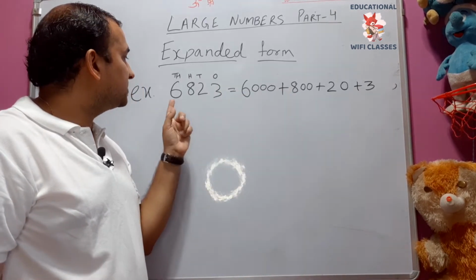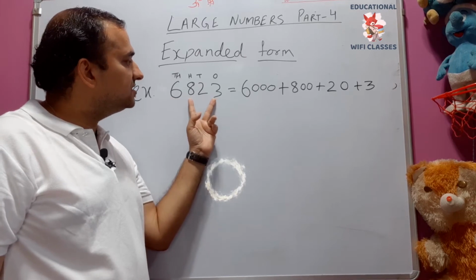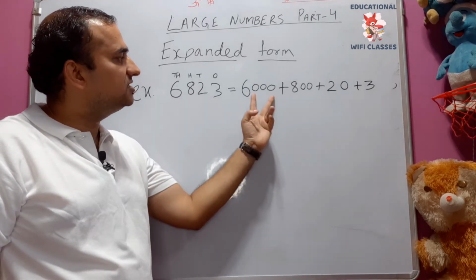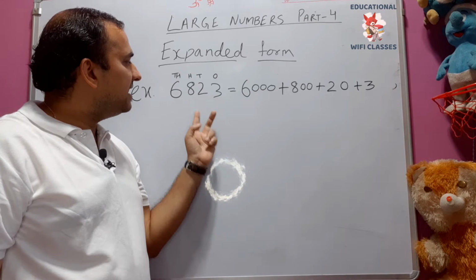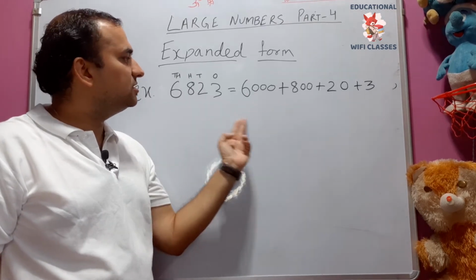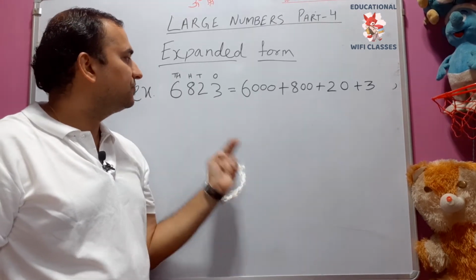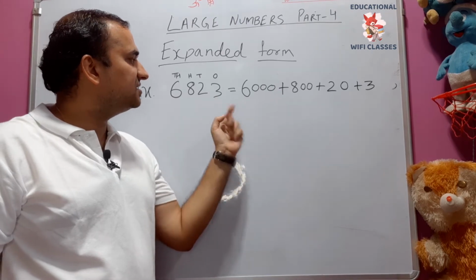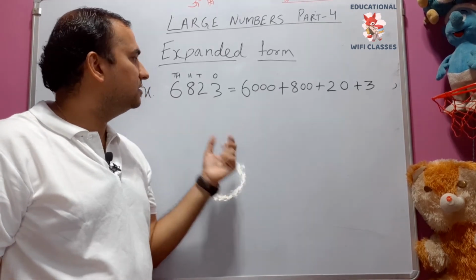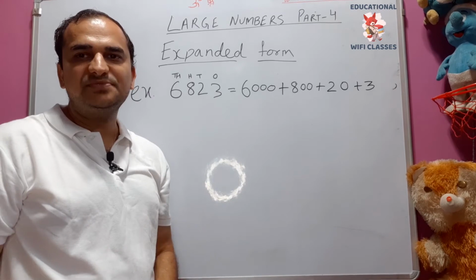Or in other words, you can say after 6 I have 3 digits, so I replace these 3 digits, put 3 zeros here. After 8 I have 2 digits, I replace these 2 digits and put 2 zeros in here. After 2 I have 1 digit, I replace this 1 digit and I put 1 zero over here. So this is how we are going to write the expanded form.